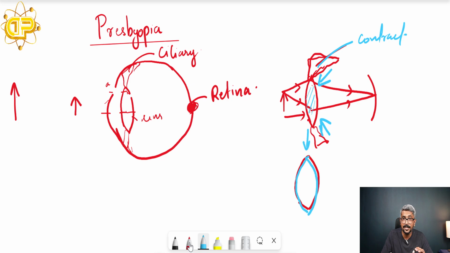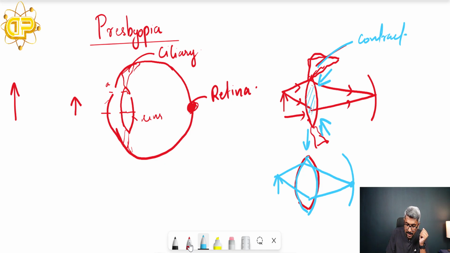As the thickness increases, its focal length will decrease. If you keep an object nearby, then its thickness increases and its focal length decreases, so the converging power increases, so that it can clearly fall on this particular point on the retina and you can see the thing.